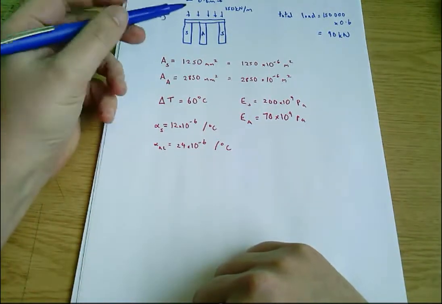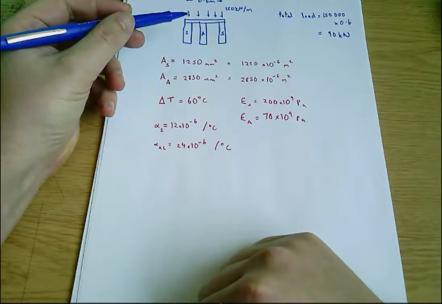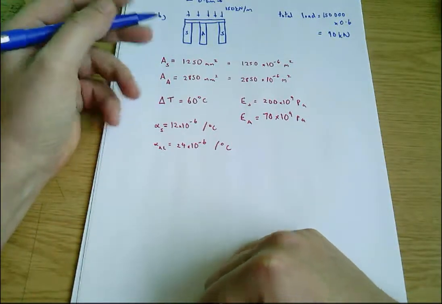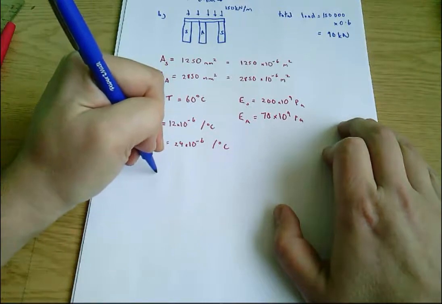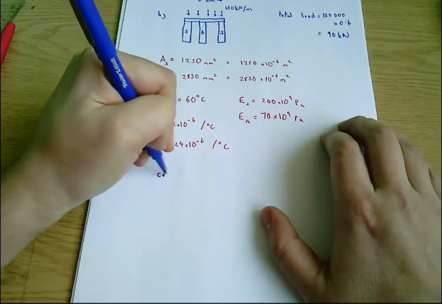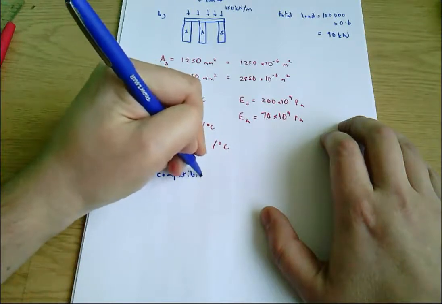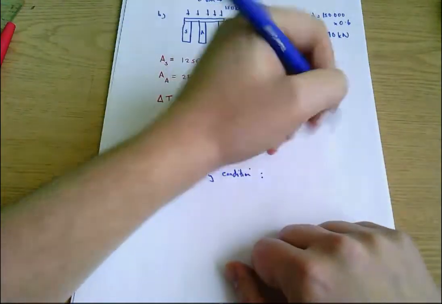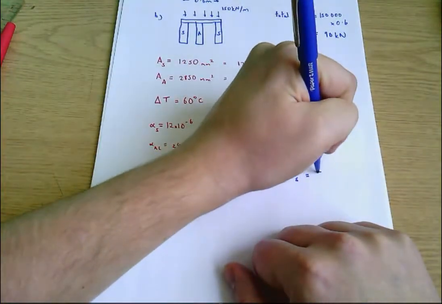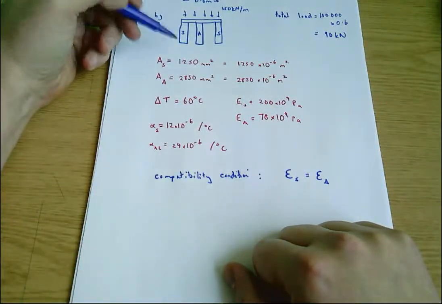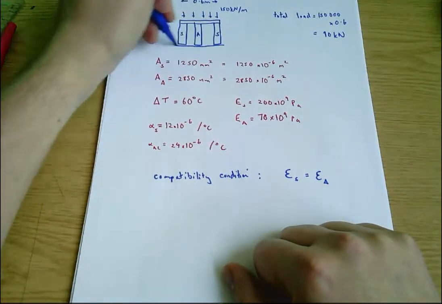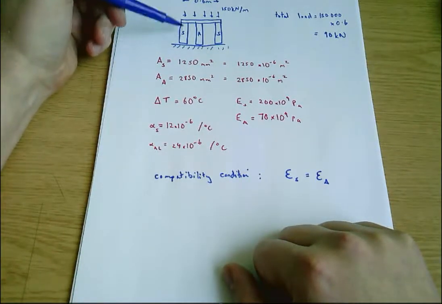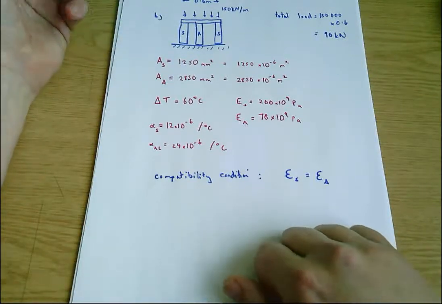Whenever we've got these situations where we've got multiple materials all deforming together, what we need to do is think about two things. The first is a compatibility condition, and that means the strain in the steel equals the strain in the aluminium. The whole thing, this bar on top is flat and the ground, I guess, which I haven't marked here, is flat. And so however much the steel gets compressed by, the aluminium gets compressed by the same amount.